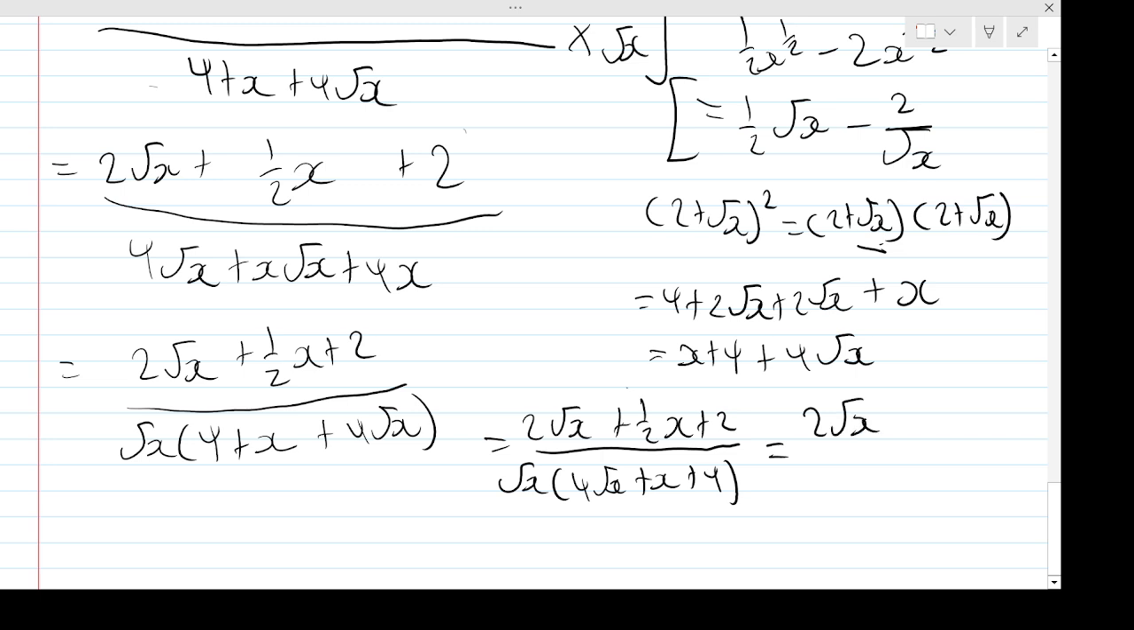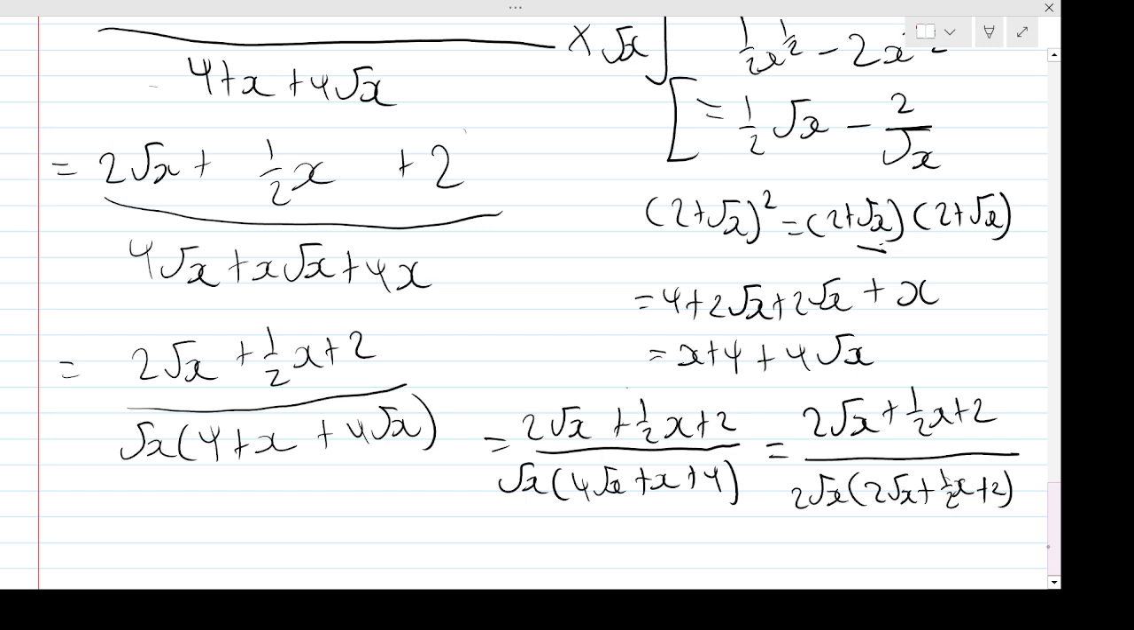So I have 2 root x plus a half x plus 2 over 2 root x now. And then if I factor another 2 out, well, that's going to be 2 root x, because then 2 times 2 is 4. And then I need a half x here, because then a half times 2 will get us back to 1. So that'll just get back to x. So we have a half x here. And then I have a 4 at the end. Well, to factor a 2 out, I need 2, because then 2 times 2 gets us 4.